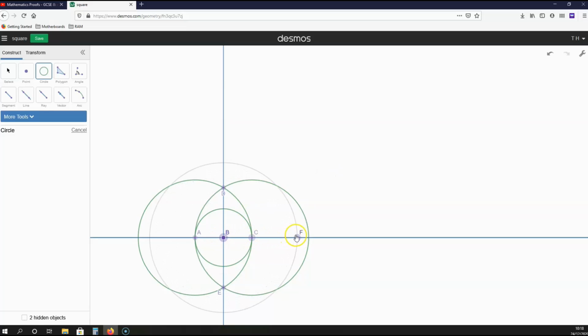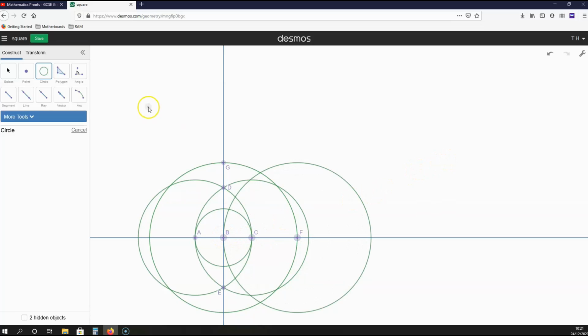So, let us create this circle. Where this circle intersects this line over here, create another point. Call this point G, okay? Like this. Now from the center F, create another circle. This circle is going to have the radius FB, like this.